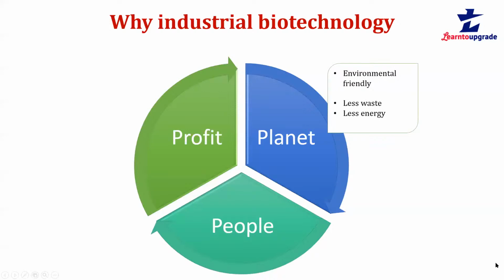By the use of industrial biotechnology, it has been found that 33 million tons of carbon dioxide production can be reduced. If we use industrial biotechnology currently, we can reduce the production of carbon dioxide by 33 million tons. So you can see that industrial biotechnology is an environmentally friendly approach where there is less waste, less energy, and you can also preserve your natural resources.